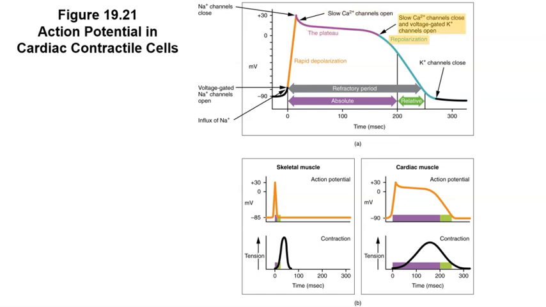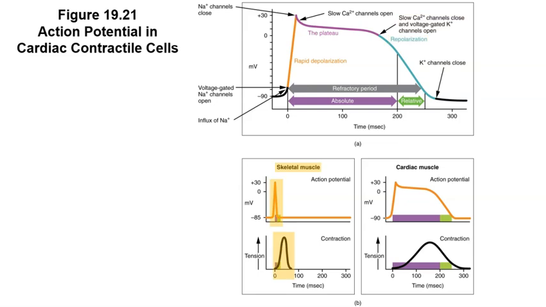So after approximately 150 milliseconds of being open, the calcium channels will close and potassium channels will open. Potassium will exit the cell, and potassium, being positively charged, will cause the membrane voltage to move toward the negative side, back towards negative 90 millivolts, which is the resting state of the muscle cell.